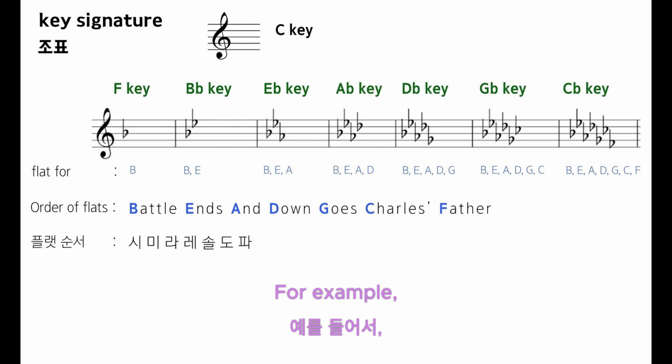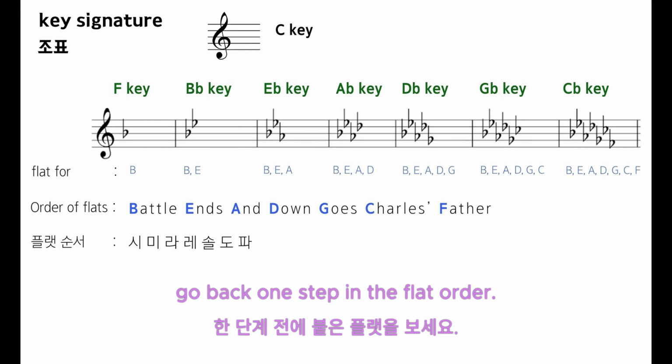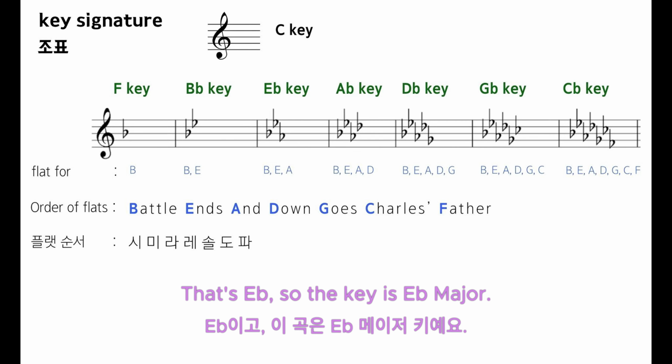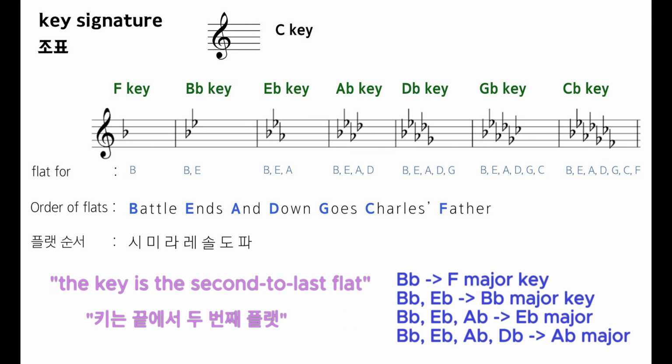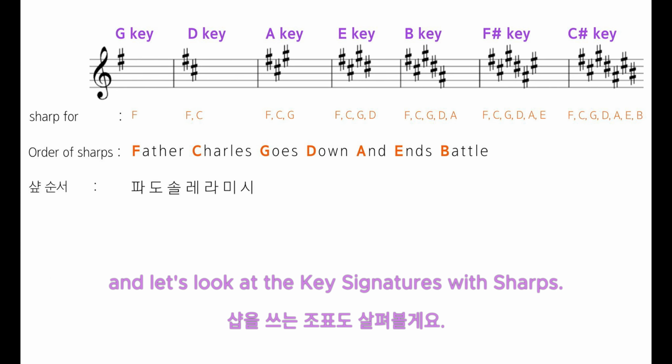For example, if the last flat is A flat, go back one step in the flat order. That's E flat. So the key is E flat major. Just remember the key is the second to last flat. And let's look at the key signatures with sharps.